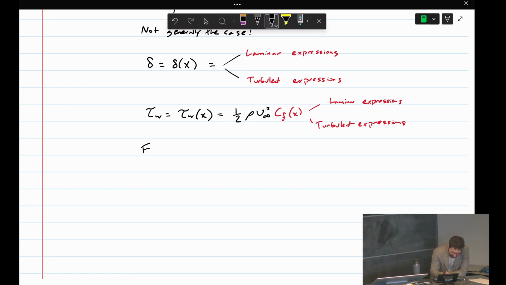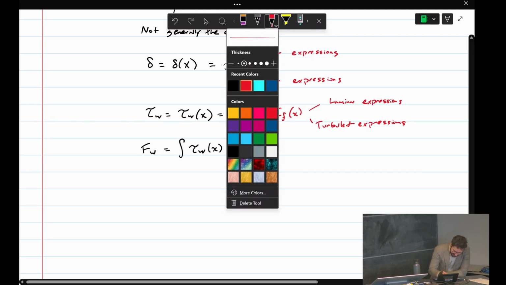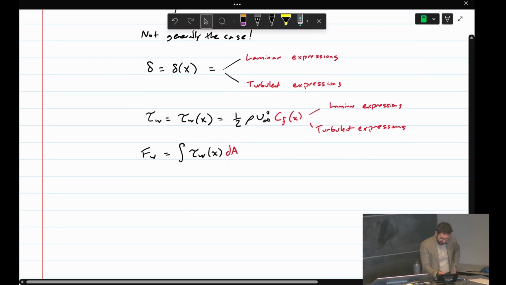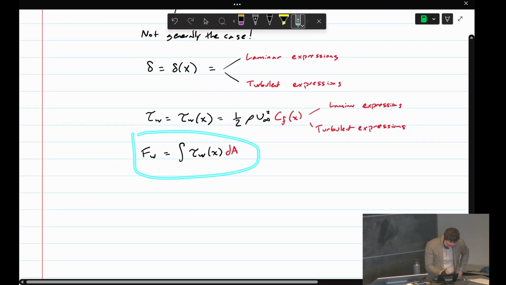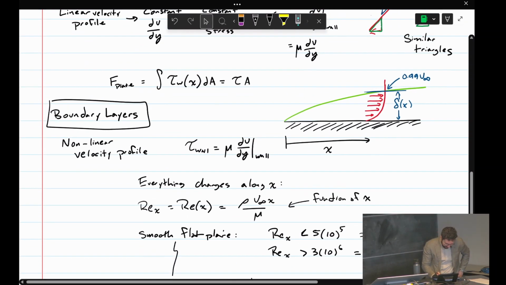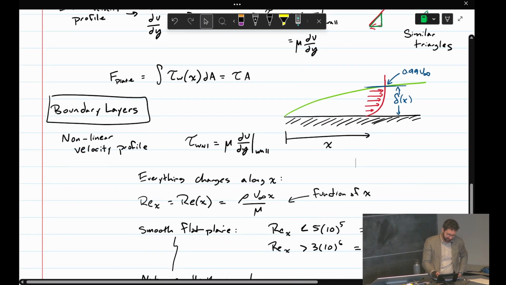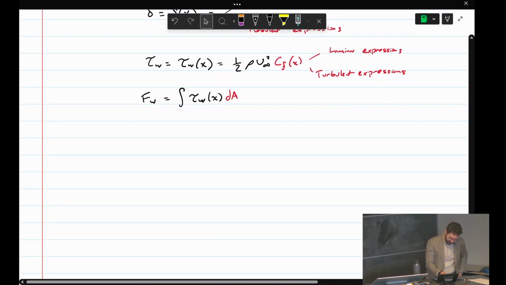So the total skin friction drag is the integral of tau wall of x times dA. This expression is the general case. Remember with the flat plate Couette flow, I started from the same expression, but since everything's constant, it makes it easier.